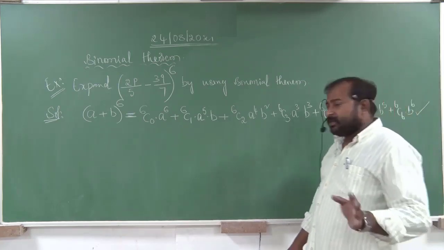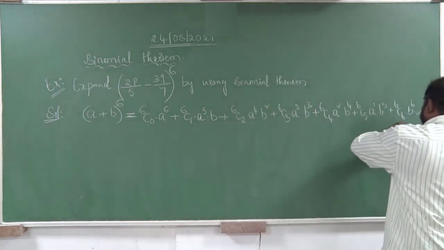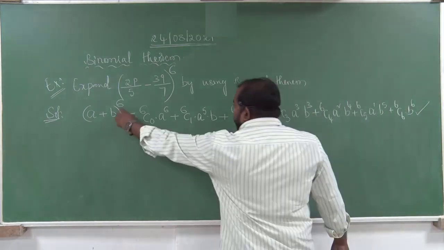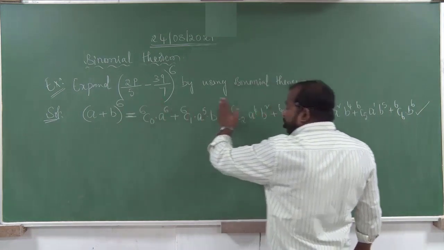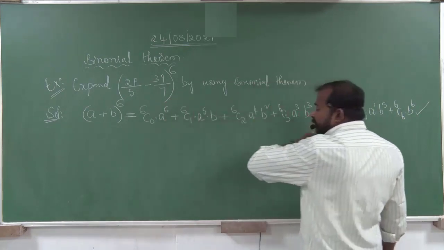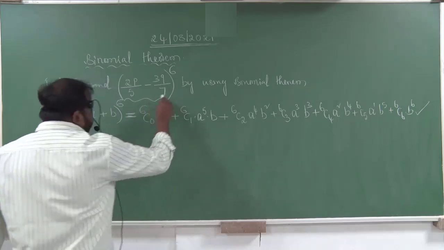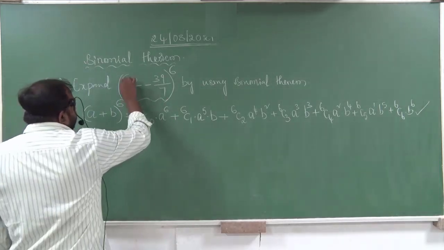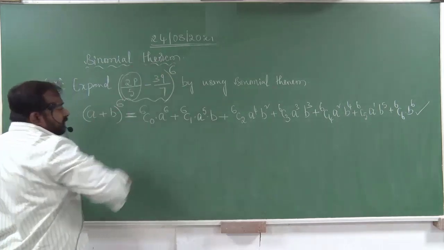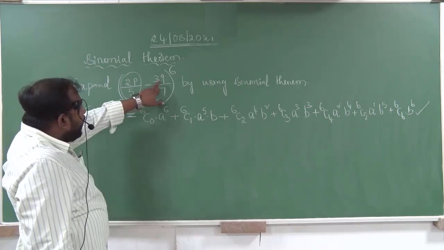How can I write this? Simple. 6c0, 6c1, 6c2, 6c3 up to 6c6 are the binomial coefficients. Next, the power of a starts highest and gradually reduces by 1, and b power 0 at the start gradually increases by 1. That's it. Now compare this expansion with the given one. Instead of a we have 2p/5, and instead of b we have minus 3q/7. Here minus is there, so in the place of b, they have given minus 3q/7.